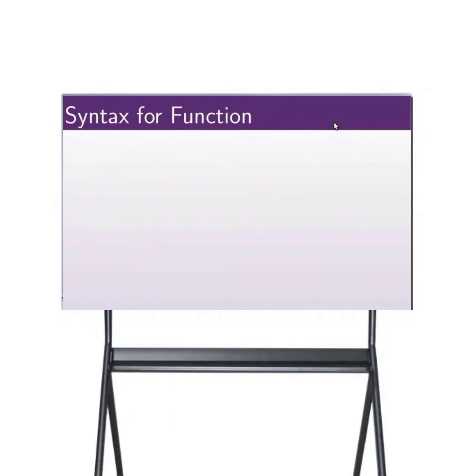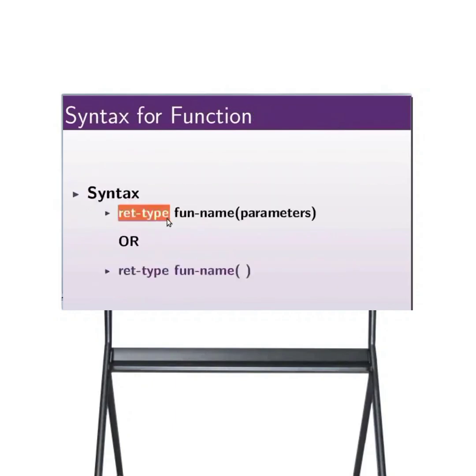Let us see the syntax for function. Ret type defines the type of data that the function returns. Fun name defines the name of the function. Parameters is a list of variable names and their types. We can specify an empty parameter list. This is called a function without arguments. And this is called a function with arguments.